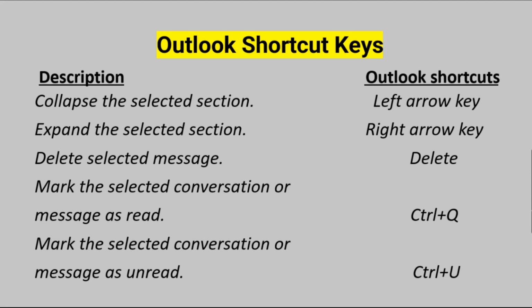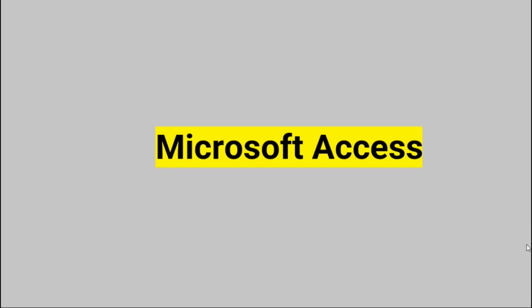Next is Ctrl plus Q, which can be used in order to mark the selected conversation or message as read. Next is Ctrl plus U, which can be used to mark the selected conversation or message as unread. So it was all about the shortcut keys of Microsoft Outlook.